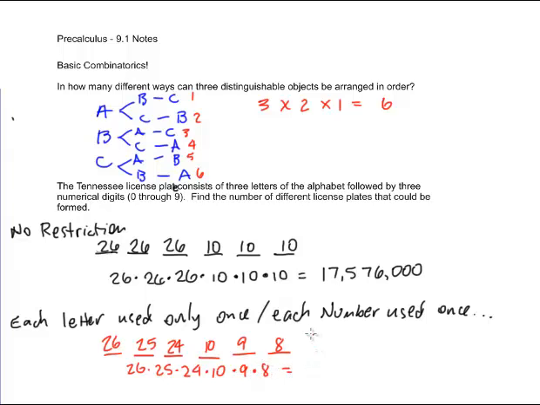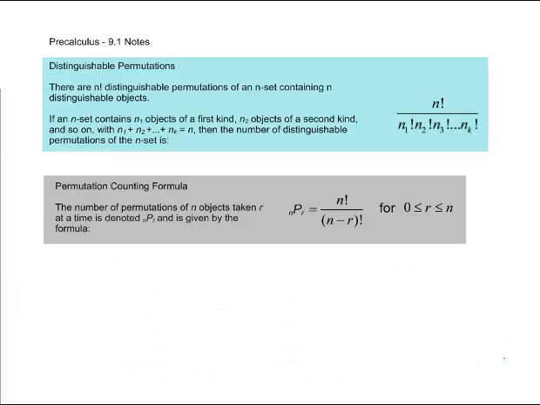And so when I multiply all this out, my number of possible license tags now goes from 17 million all the way down to 11,232,000 different options. And so that's how you look at combining all these different things together in different ways.